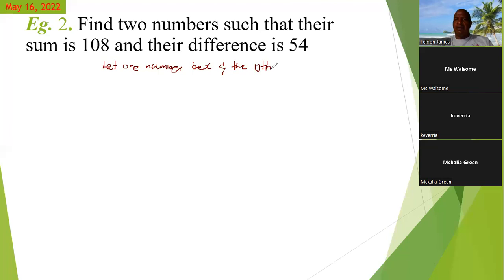All right, so once you have made that statement, then now you can write your equations. All right, so what are they now? What are the equations now, Ms. Cabrera? So one of them is x plus y would be equal to 108. The other one would be, Miss Cabrera, what? x minus y equals 54. So you would say x minus y would be equal to 54.